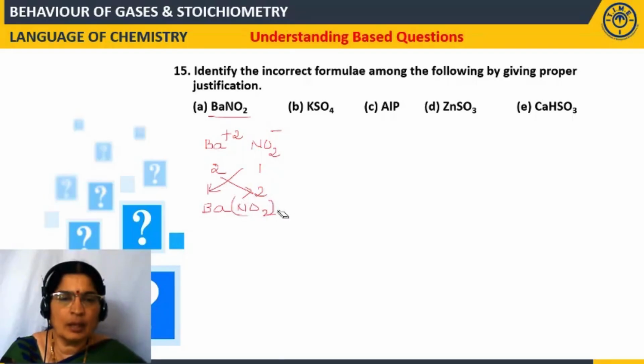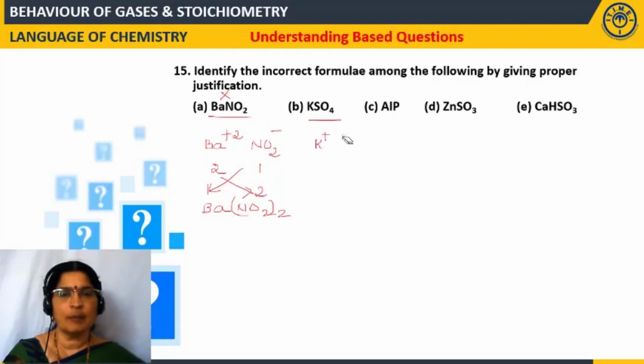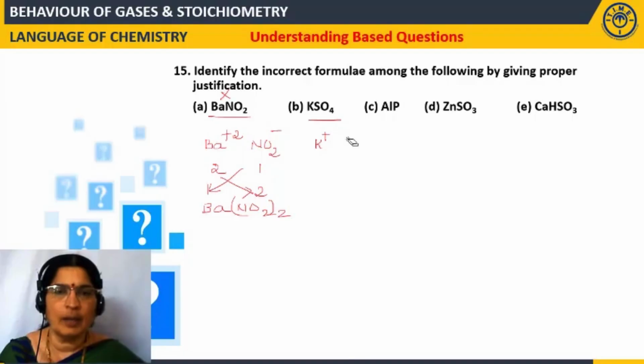BaNO2 taken twice. Because this is +2, this has to be -2. So this formula is wrong. Now KSO4 they have given. Potassium is K plus because it is first group element, and then SO4 -2.